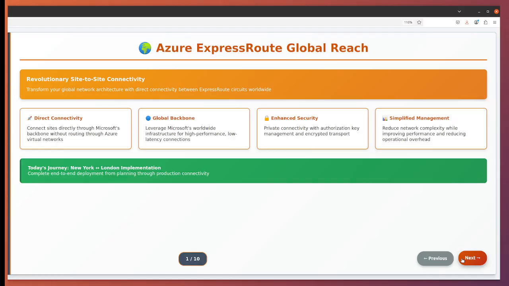The key benefits we'll explore include direct site-to-site connectivity without hub routing, leveraging Microsoft's global backbone infrastructure, simplified network topology and management, enhanced security with private connectivity, and reduced latency between global locations. This presentation covers the complete implementation from planning through deployment, with real-world examples using New York and London as our primary sites.